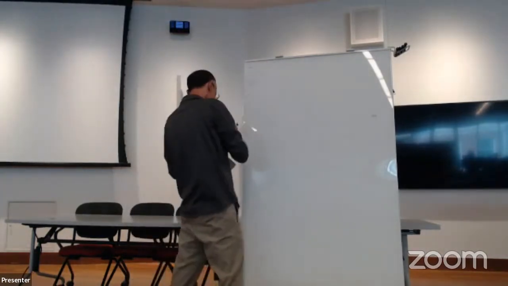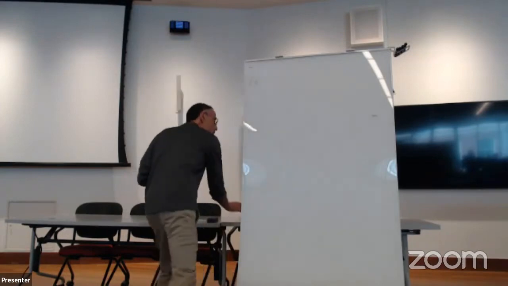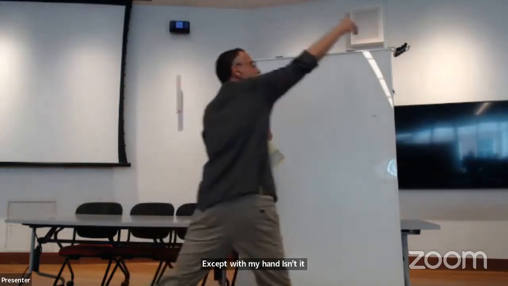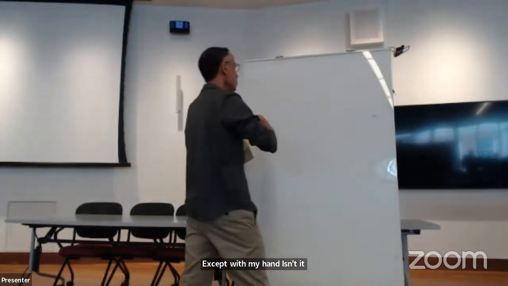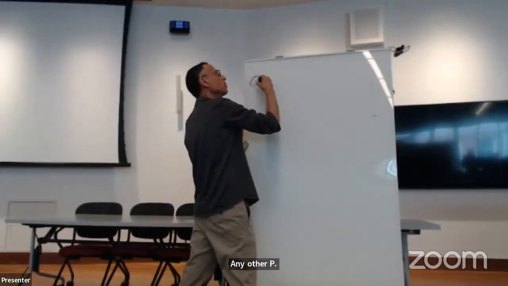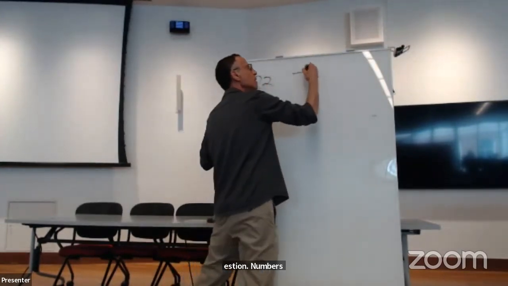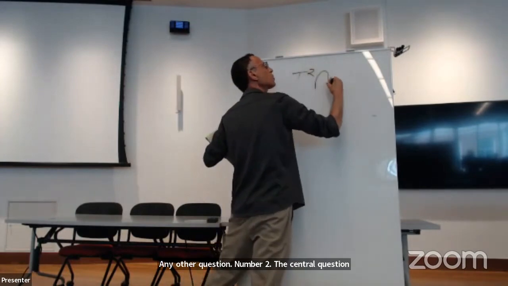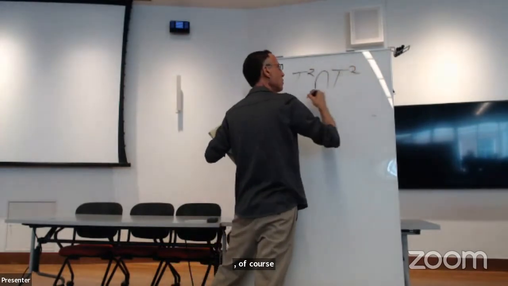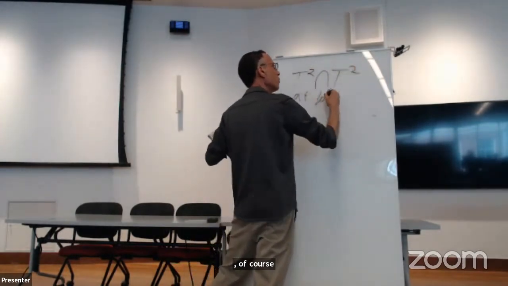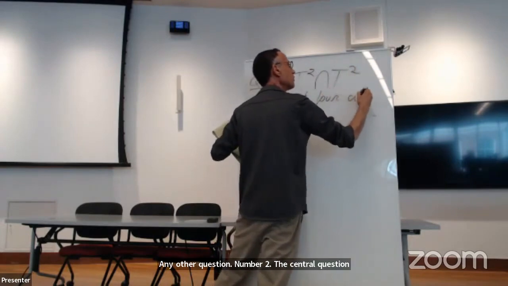Question 2. Any other pen? Here it is. Question number 2. That's the central question. Two tori intersect at 4 curves.